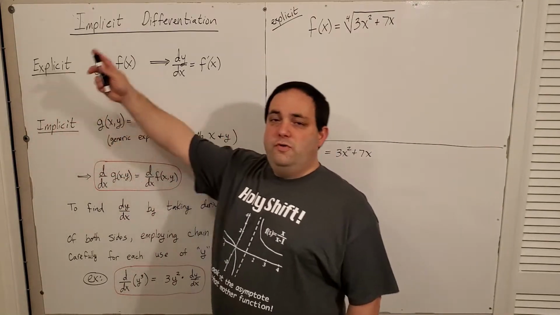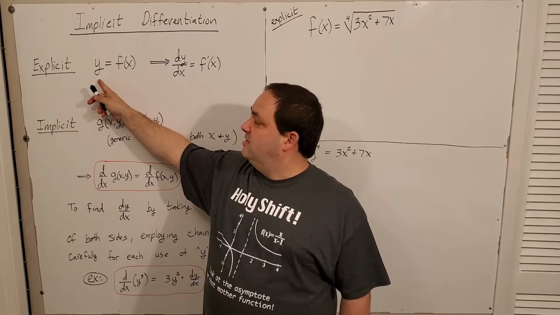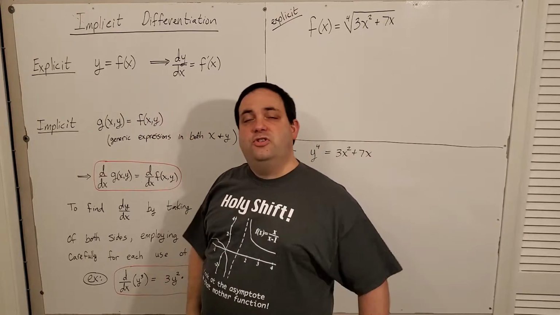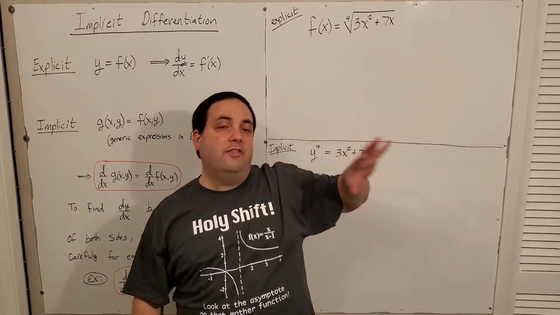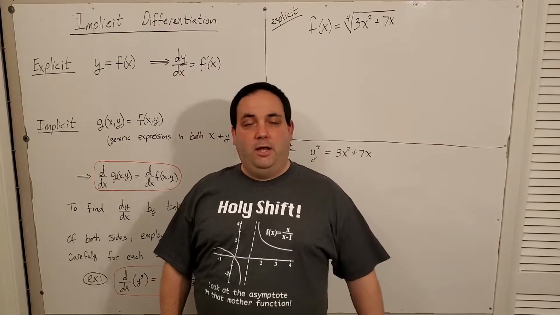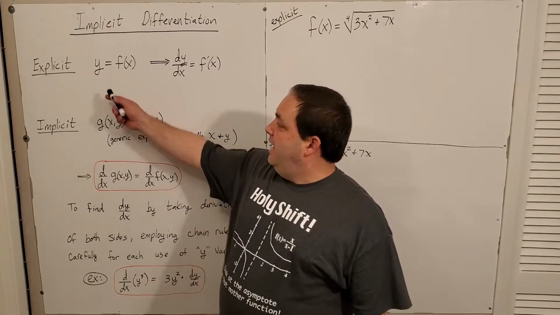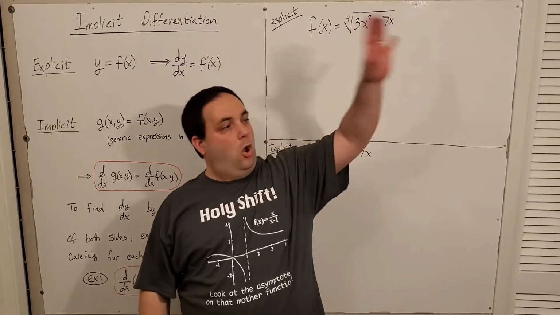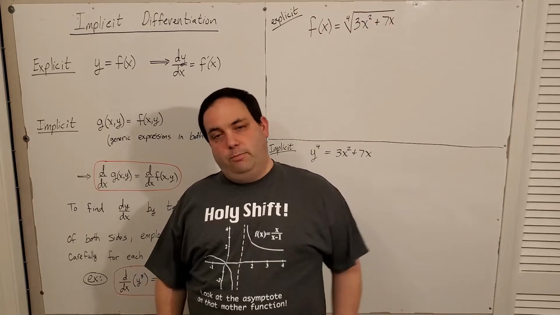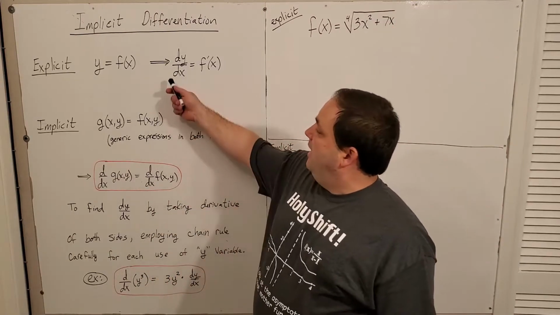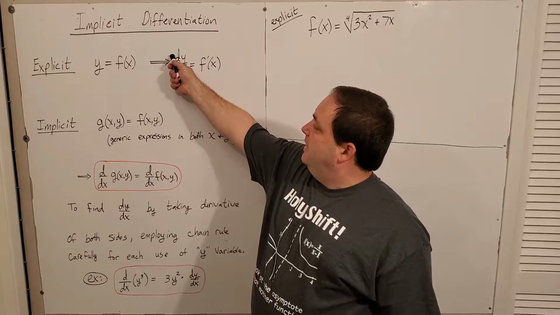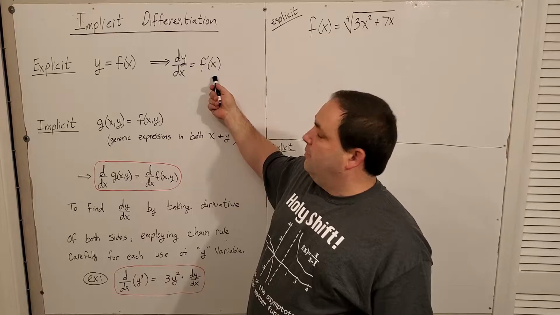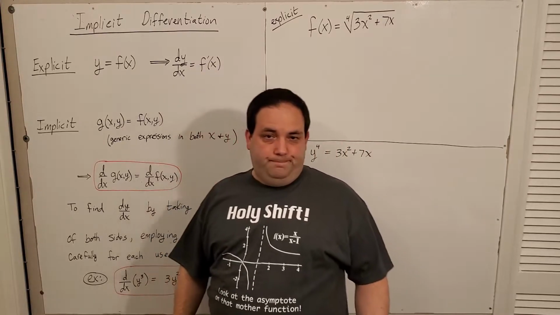So again, you're used to explicit, which means you have a single output letter, y in this case, and it's equal to some function of the other input variable, right? The other variable, which is the input. That's explicit. You have your output isolated, and then all the garbage is on the other side on the input variable. Okay? And that's the derivatives we've been doing. Taking the derivative dy over dx gives me the f prime of x derivative function.